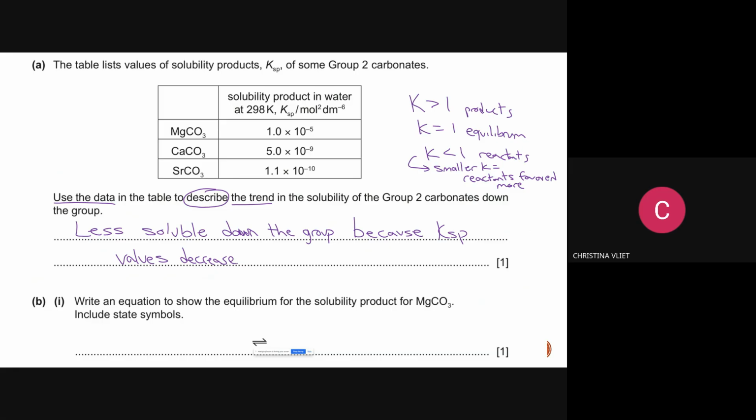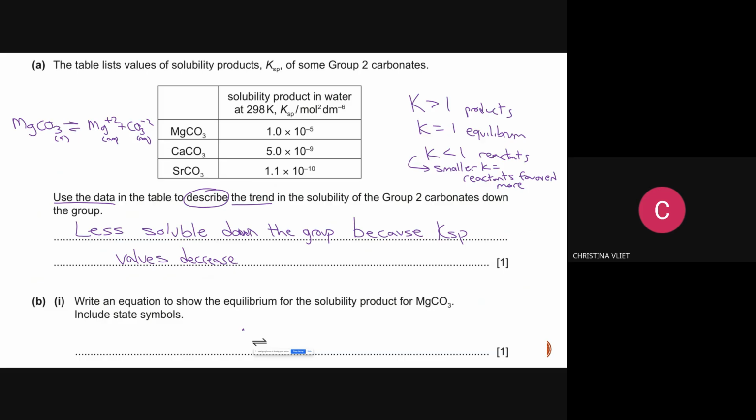And when we're talking about this reaction, we're talking about this. MgCO3 goes to Mg2+ plus CO3 2-. You can see that's down there. When I talk about K being smaller, I mean we're shifting more towards the salt, which means we're shifting towards being less soluble because it's more solid.